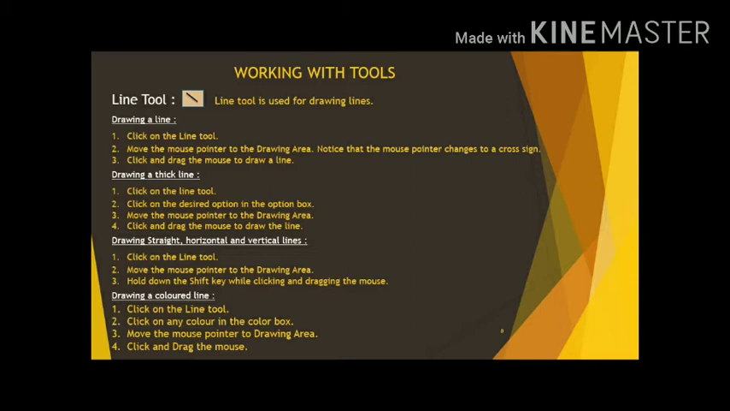Let us study in detail a few more MS Paint tools here. Line tool. Line tool is used for drawing lines. To draw a line, first click on the line tool. Second, move the mouse pointer to the drawing area. Notice that the mouse pointer changed to a cross sign. Third, click and drag the mouse to draw a line.